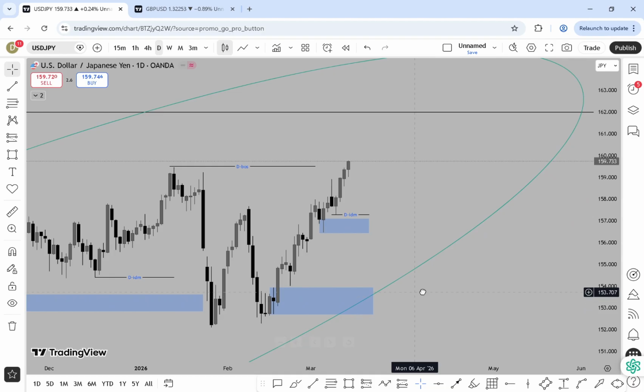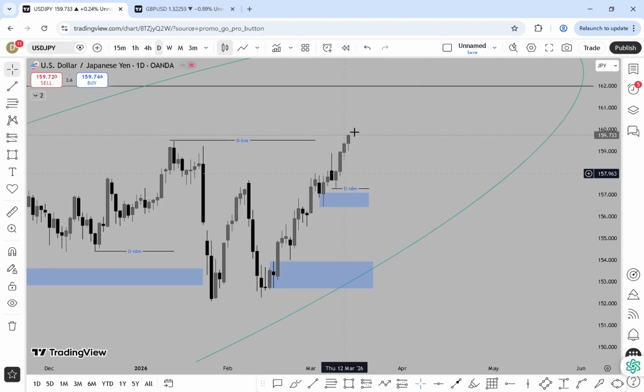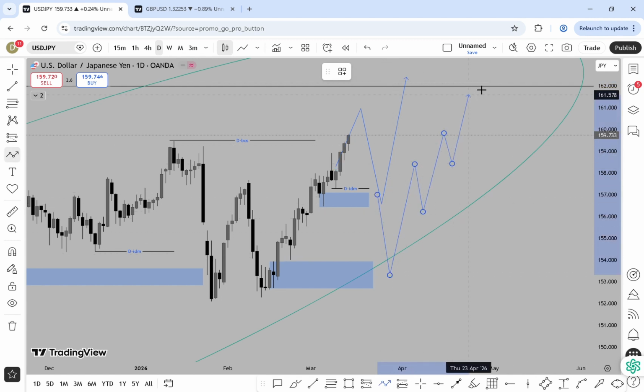So for me, this is what I'll be expecting going forward. I want to see a situation where either the market keeps pushing up, then probably breaks this high, or the market pushes up, then comes back for this and boom, or the market does the same, pushes down, then we start looking for buys to the upside.